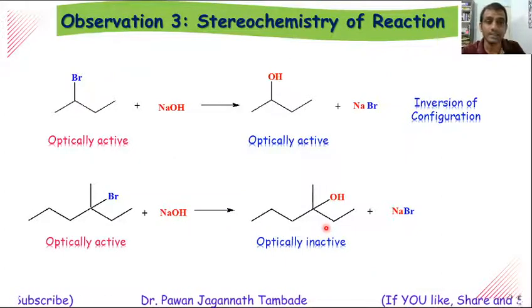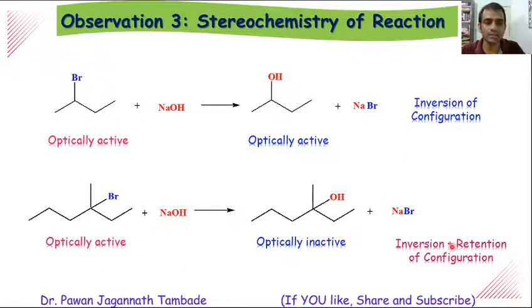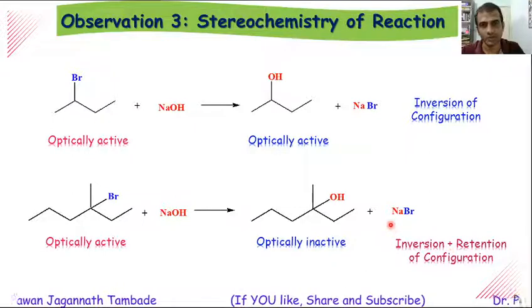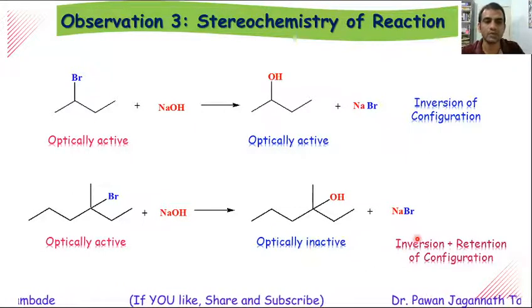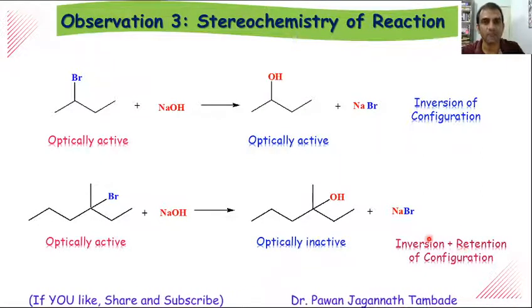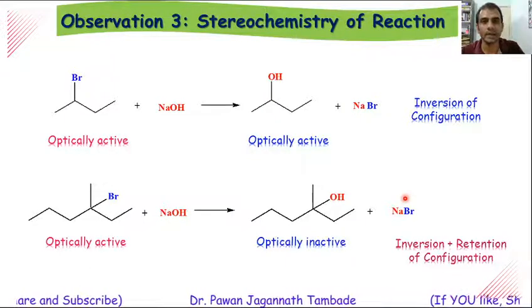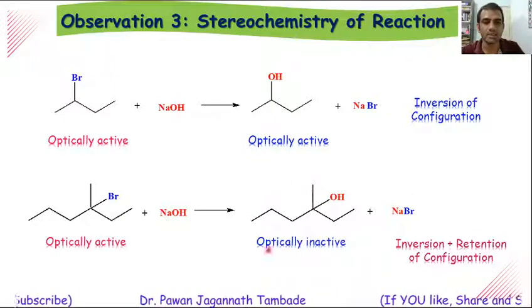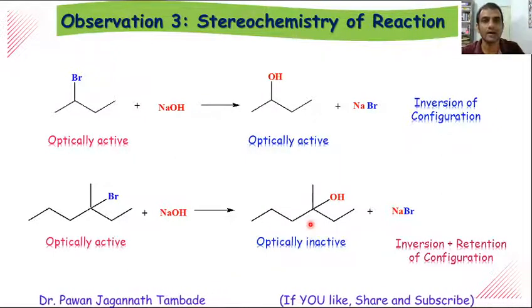and in this case it has been observed that there is inversion and retention of configuration. 50% product is obtained with inversion of configuration and 50% product is obtained with retention of configuration, and these molecules compensate their optical activity, and thus the product is optically inactive. You can say that the product is a racemic mixture.